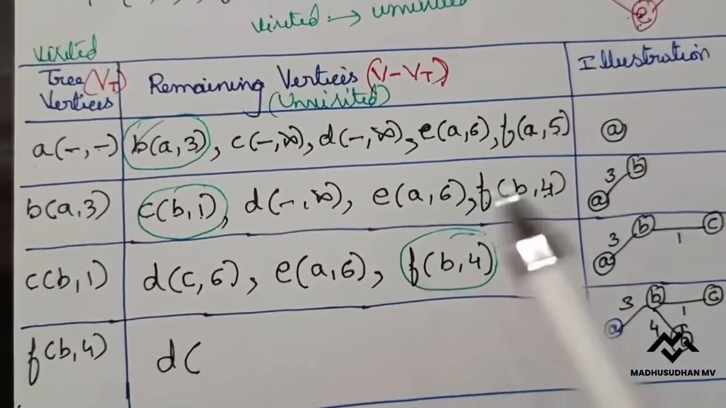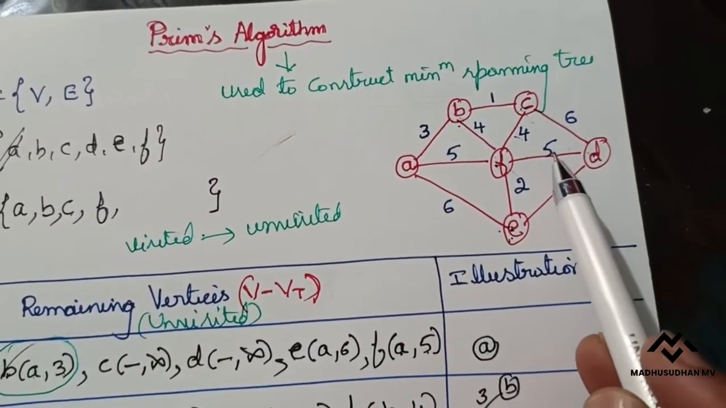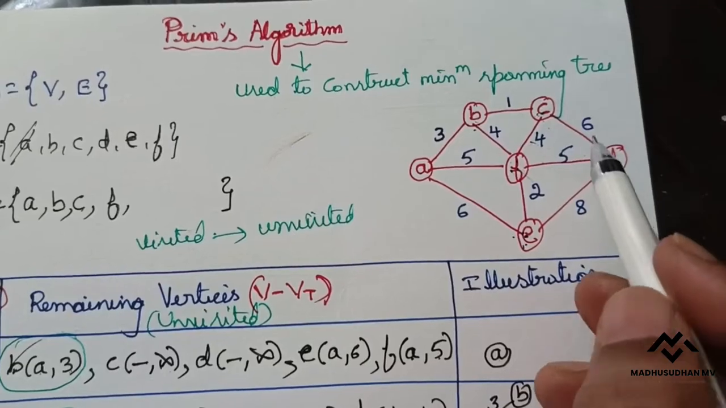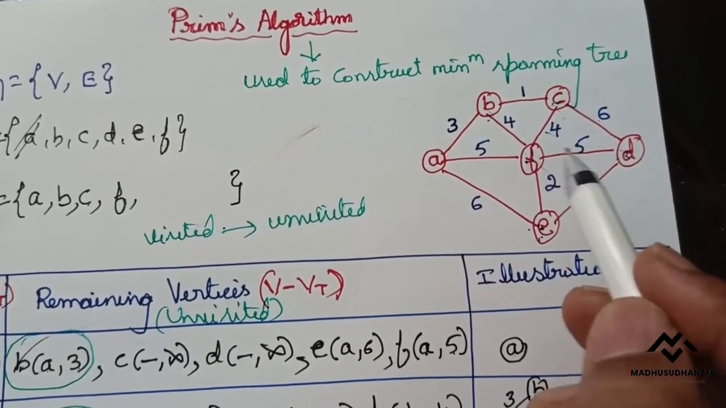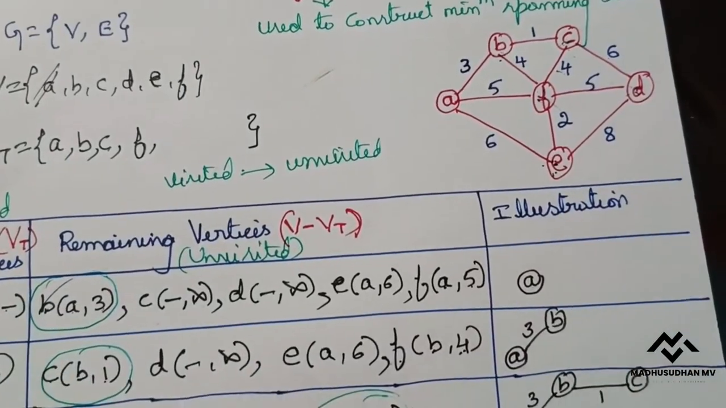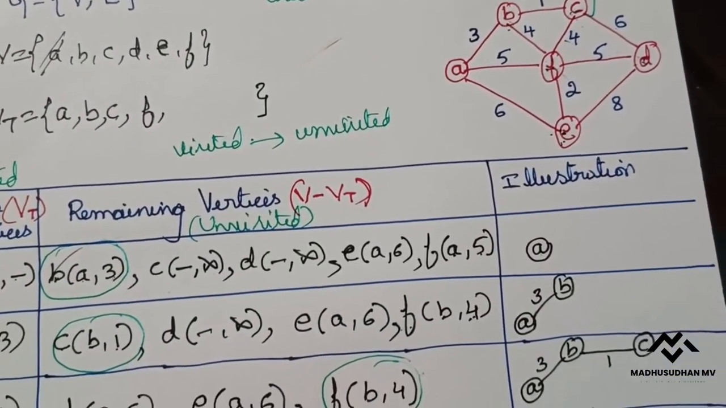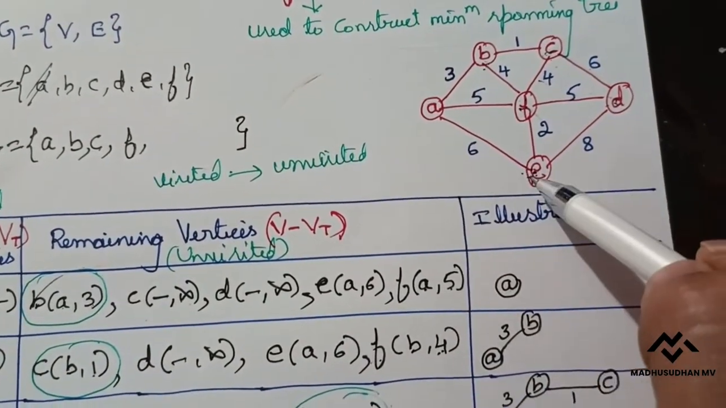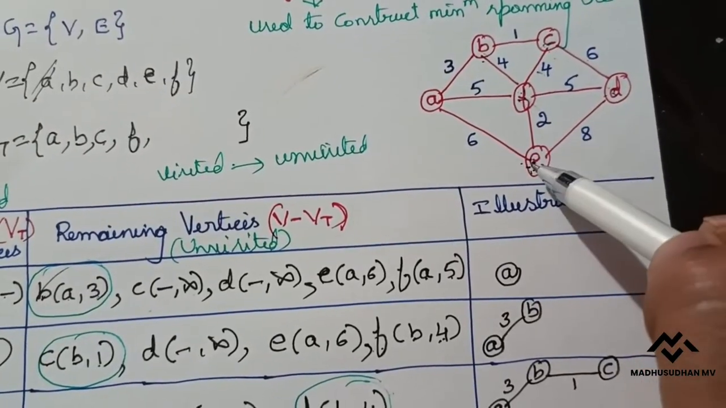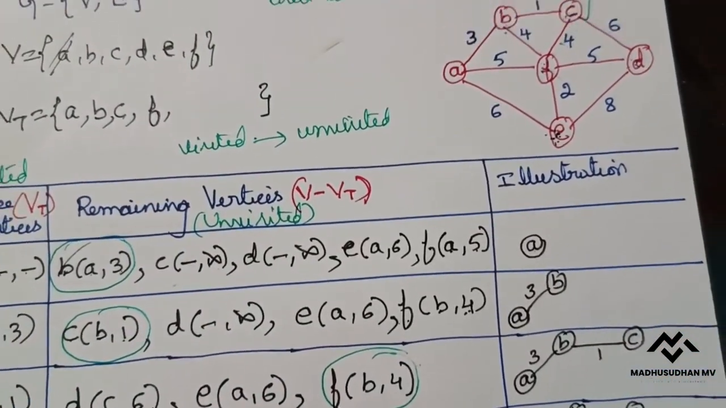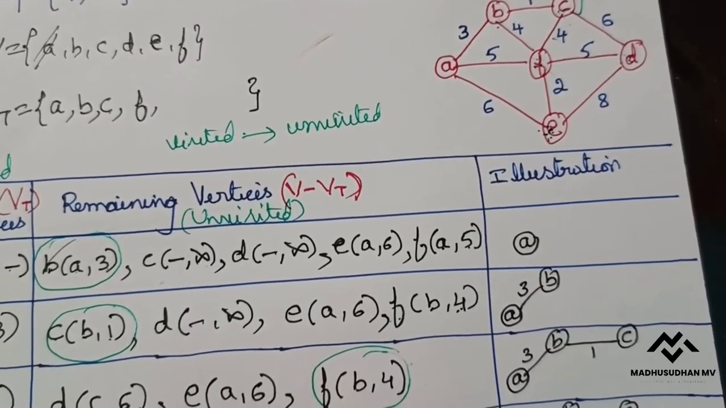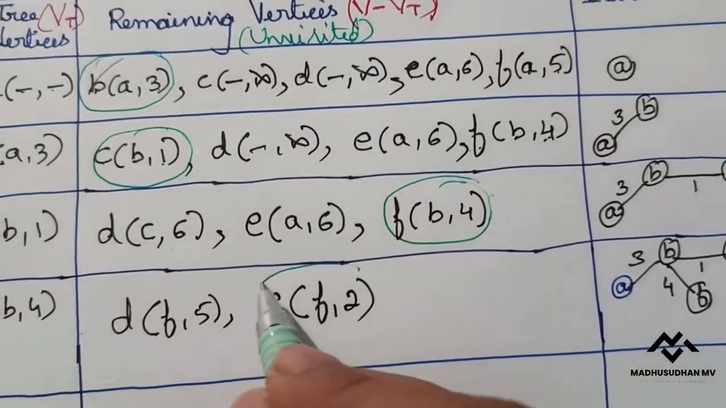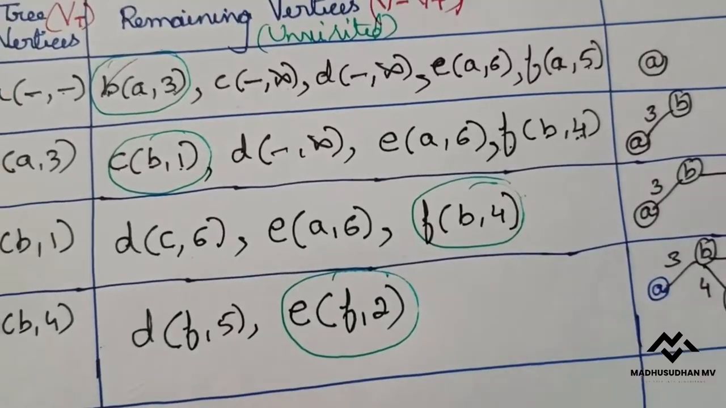Now you check. D is a distance 5 from F, but previously it was 6. Previously D is a distance 6 from C, but D is a distance 5 from F. So 6 or 5, which is minimum? 5. So I'm taking the new one, 5. Next E. From A it is 6, but from F it is 2. Which is minimum? 2. So I'm updating. E is at a distance 2 from F. Among these two, this is minimum, so I am selecting this E vertex.